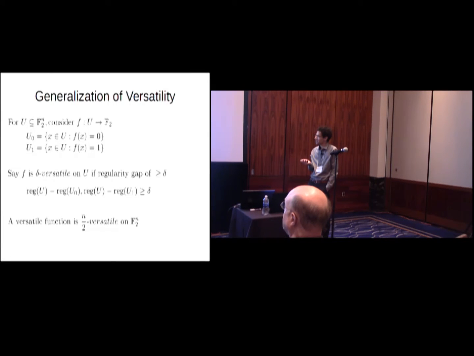Versatility is a special case of delta versatility when delta is n over 2. And then my key result is simply that there are delta versatile functions, specific examples can be exhibited, and they have very interesting properties. As I mentioned, they are good algebraic extractors, and they can't be computed in certain ways. So, any questions?